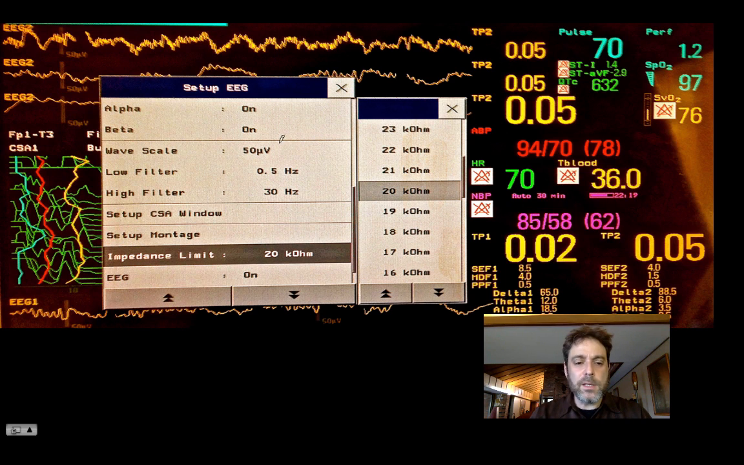This is an example of the impedance limit for the electrodes. You can choose what impedance limit is acceptable and will be viewed as passed by the EEG. 20 kilo ohms is relatively high. I usually set my impedance limit at 10 kilo ohms or lower. This can be done with some EEG systems, not typically with the BIS, but again, this is with the EEG from the Philips module itself.